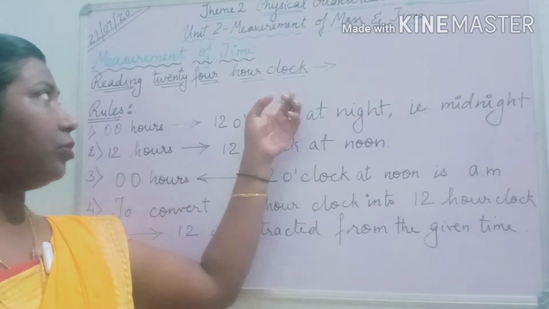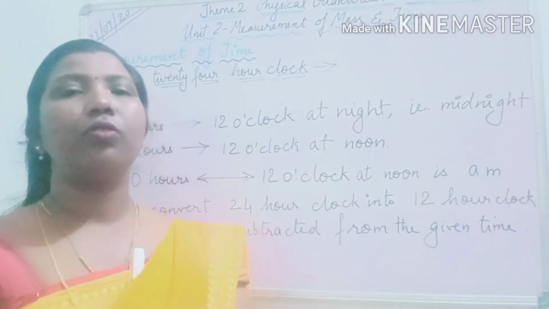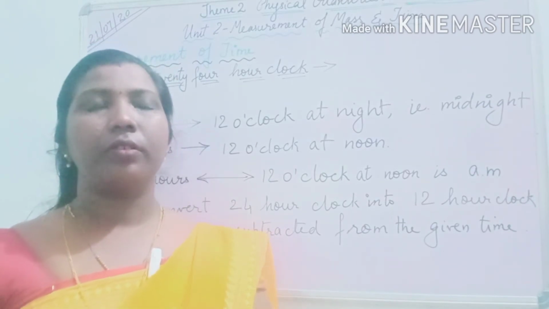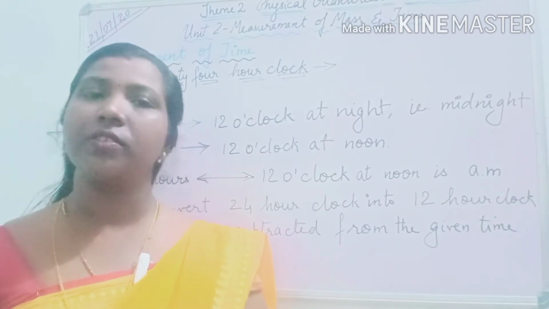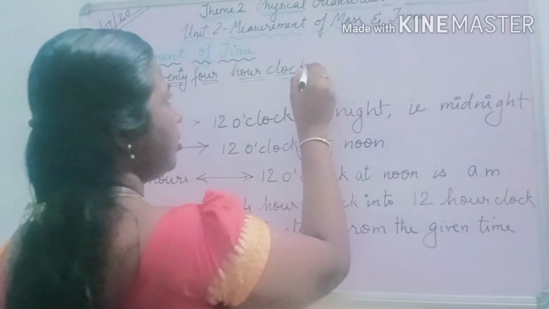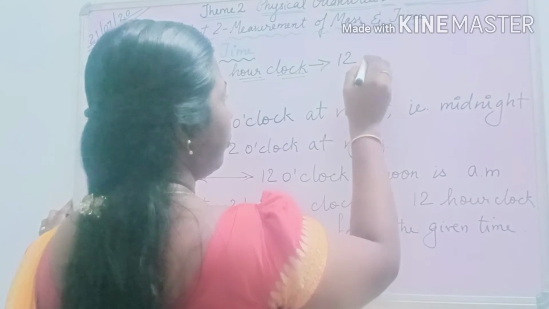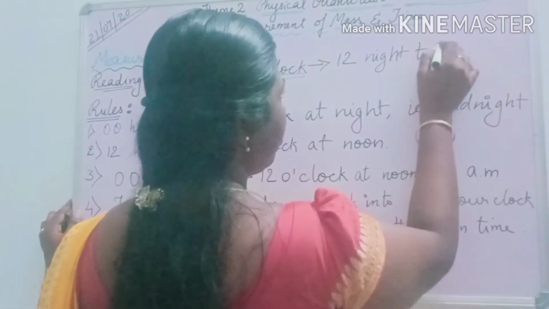Now we read about the 24-hour clock. To understand that, if you go to an airport or a railway station, there the reading of the time is given in 24-hour clock. It can be recognized like this: 12 o'clock night to 12 noon.